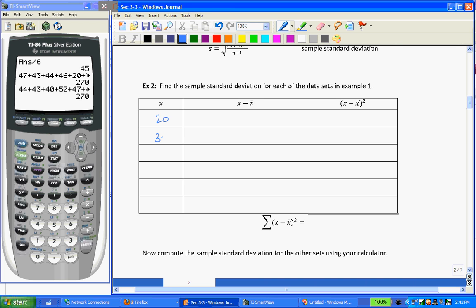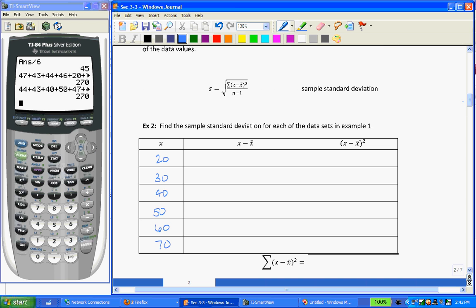20, 30, 40, 50, 60, 70. And the part in our formula that says x minus x bar means take each data value and subtract off the mean. Well, remember the mean was 45.